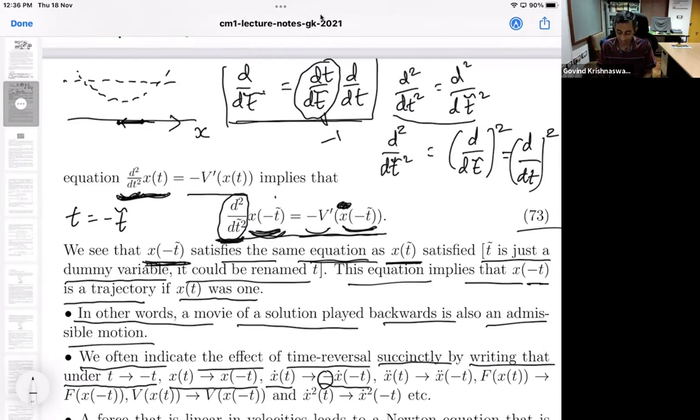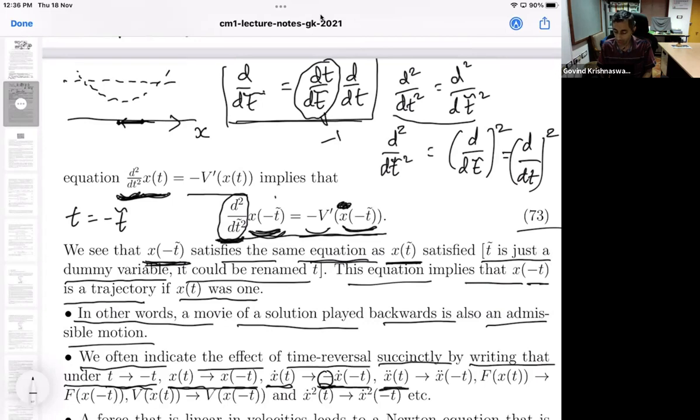So we will say that under time reversal, x is now evaluated at minus time. Velocity gets reversed in sign. Of course, it gets evaluated at the other time, but it also gets reversed in sign.